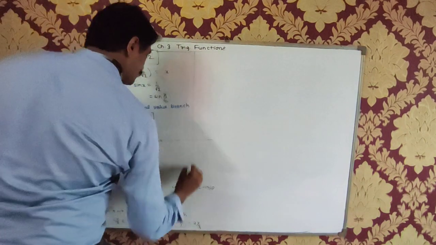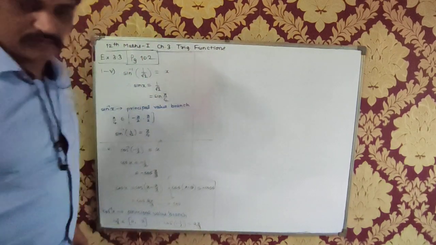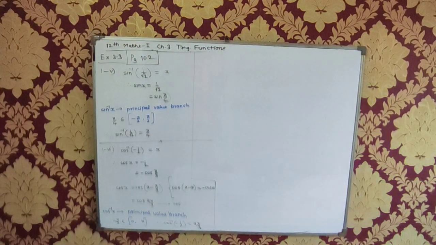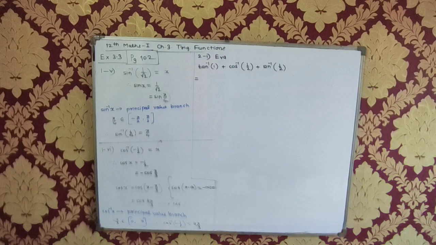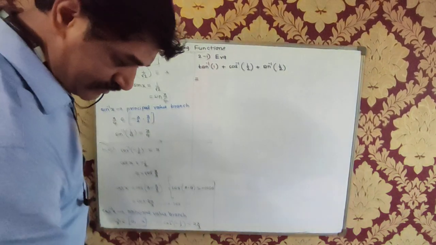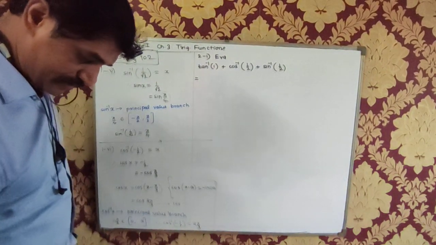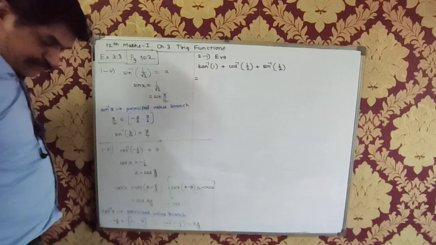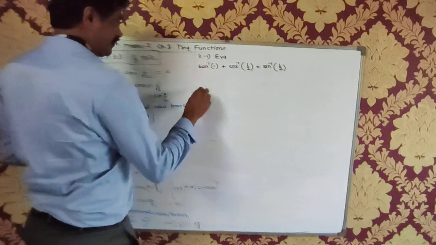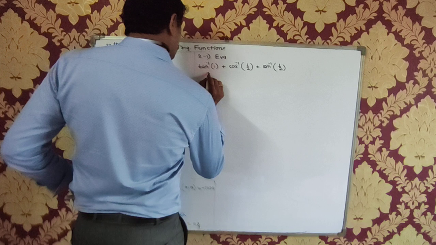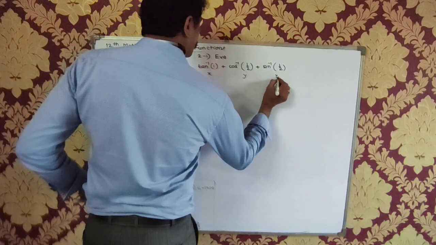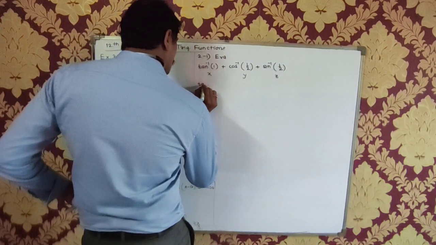Is this clear to all? Are you all following this? Tan inverse of 1 plus cos inverse of half plus sin inverse of half. I have to find each one using the principal value branch. So I will say let this be x, this be y, this be z. So tan x is equal to 1.